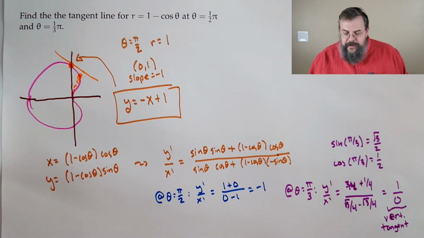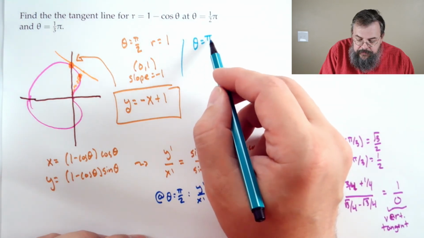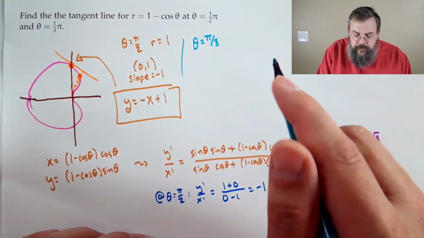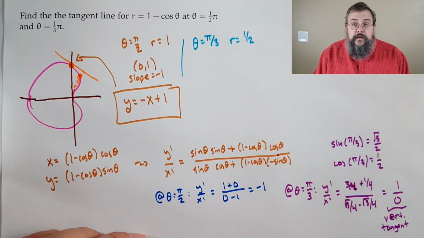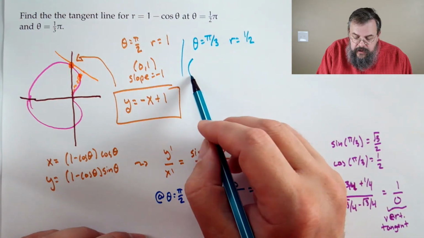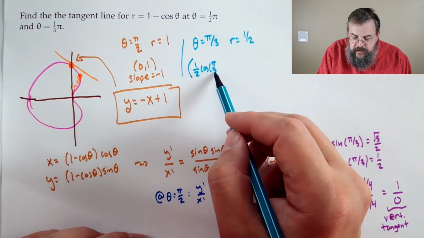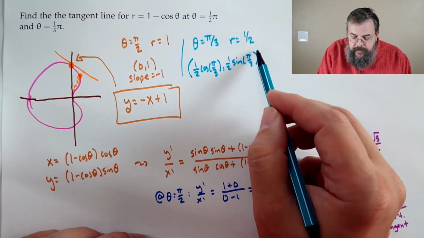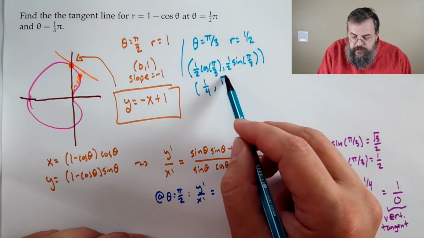So to finish off our other place, we say, look, at theta equals pi over 3, well, plug in cosine pi over 3 is a half. So we would have r is equal to 1 half. 1 minus a half. And what do we get? Well, our x value would be r, 1 half, cosine theta, and our y value would be 1 half sine theta. Well, we know these values, so we end up with 1/4, comma, root 3/4.